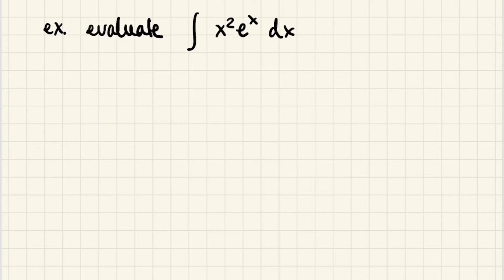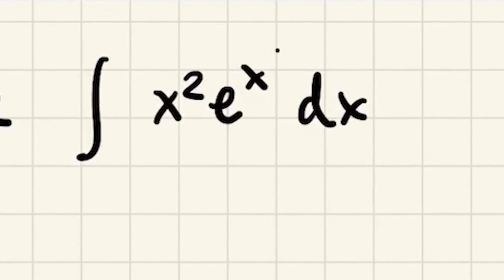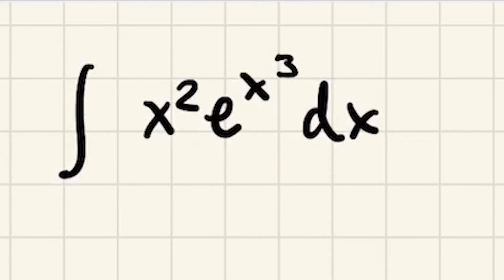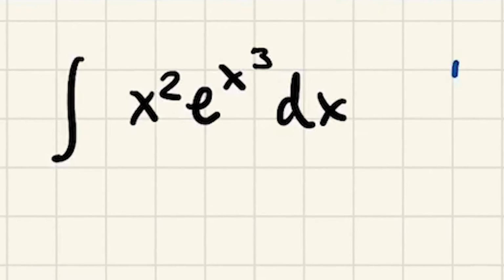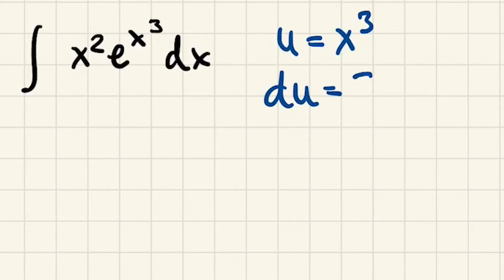Okay, so here we have an integral, and there's no obvious u substitution. So let's try integration by parts. Now I just want to add that if this were, instead of e to the x, say e to the x cubed, then suddenly that one little change makes this a u substitution problem, right? We would let u equal x cubed, so du would be 3x squared dx, and we have the x squared dx, so we'd be off and running.